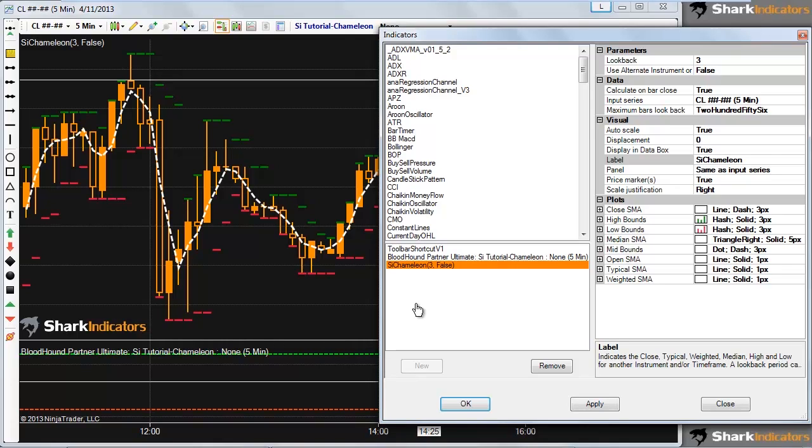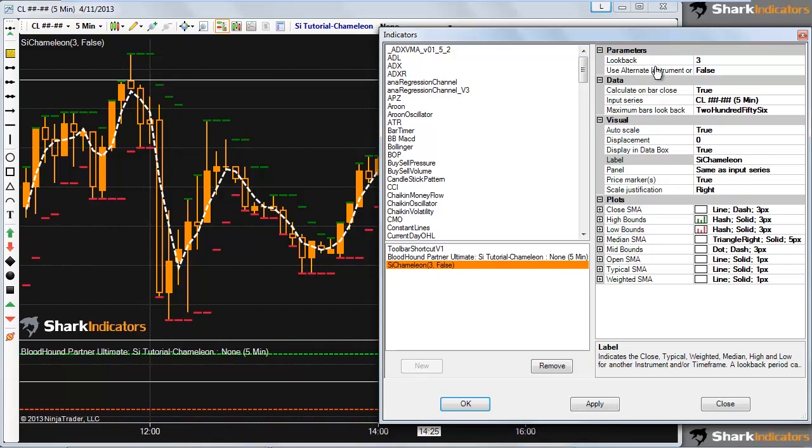In this video you will learn how to access and use the high, low, and other price data with BloodHound. As you can see, I have SI Chameleon on my chart, indicated by the green markers, the red markers, and the dashed white line. SI Chameleon is a special indicator that comes with BloodHound, and its purpose is to give you access to all the price data available from NinjaTrader.